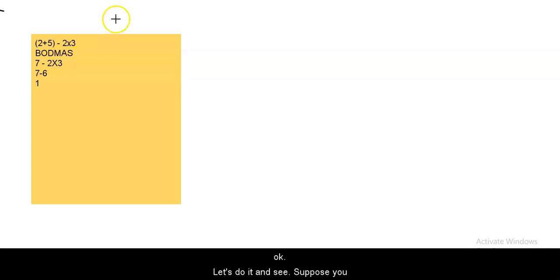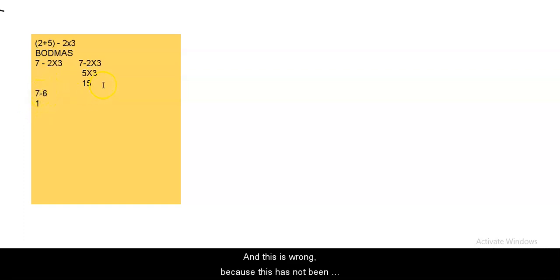Okay, let's do it and see. Suppose at this stage, you decided to subtract before multiplication. So if that's the case, you say 7 minus 2, multiplied by 3. So maybe you're going to say 7 minus 2 is 5. Then 5 multiplied by 3 gives you 15. You see, you have a different answer from the method of BODMAS.